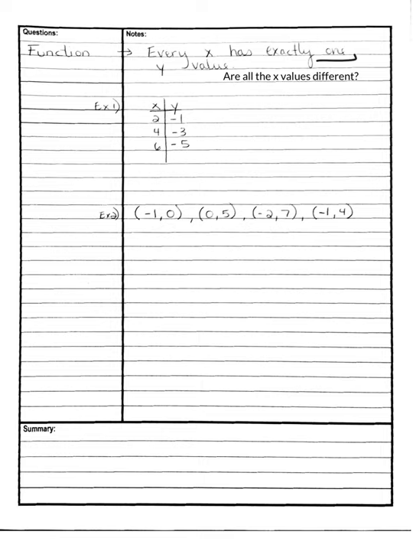So let's go ahead and look at this first one. Let's look at our x values. I have a 2, a 4, and a 6. Are all your x values different? Yes. So yes, a function. That means every x has exactly one y value. We're looking at the x's. That's from a table.